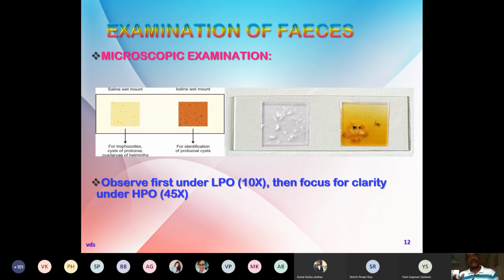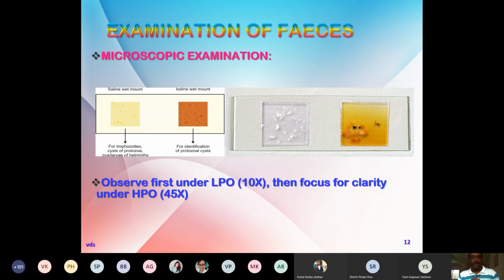So for eggs, usually it is not done. But if you are observing the eggs, even the iodine may stain some of the internal details of the eggs. But remember, it is not specifically done for helminthic eggs. It is particularly done for the detection of internal details of the cysts of the protozoan parasite.